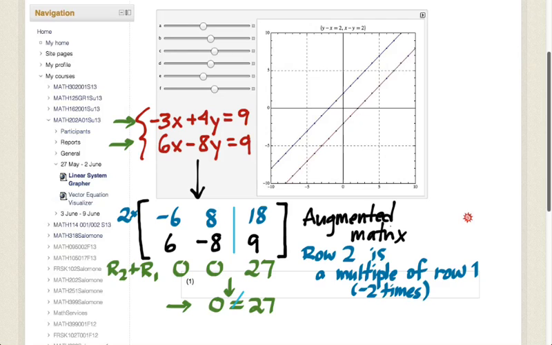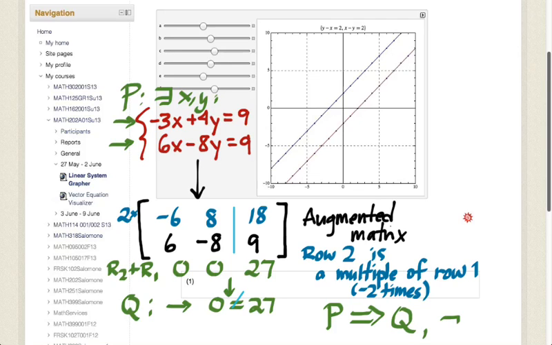Now you're hearing the bells of Math 180 kind of ringing in the background, right? If P is the proposition that there exists an x and a y that solve both of these equations, and Q is the proposition that 0 is equal to 27, then, because of the steps that we took to get from there to there, P must imply Q. There's no way around it. But Q is a false statement. Therefore, P must be a false statement.